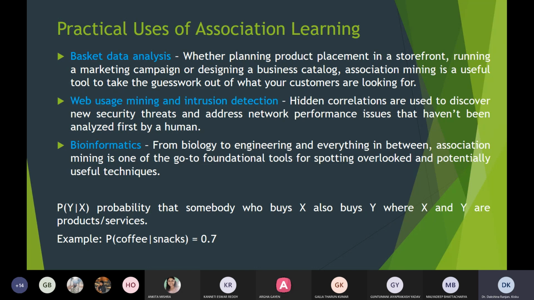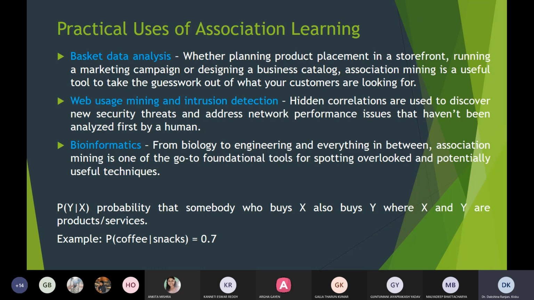We can consider association mining one of the foundational tools which can be used to find the correlation between different entities in bioinformatics. For example, consider someone who would like to buy some product X, and when he tries to buy the product X, he can also buy the product Y.